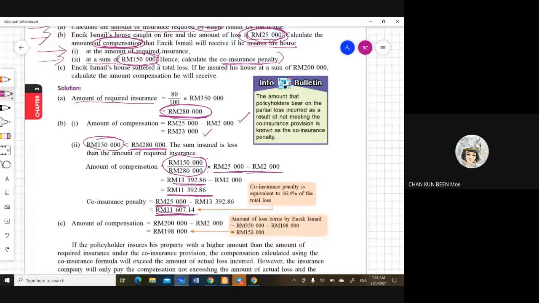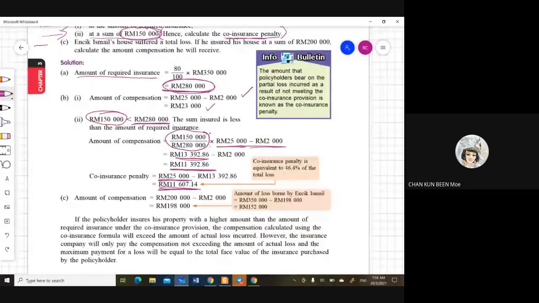Now we look at the third question. Encik Ismail's house suffered a total loss. Total loss meaning that his house totally burned down, nothing left at all. So if he insured his house at a sum of 200,000, calculate the amount of compensation he will receive. So the total loss, he lost everything. Of course, when he insured his house at a sum of 200,000, he just needs to minus the deductible, which is 2,000 only. So 200,000 minus the deductible, he is able to get back 198,000.